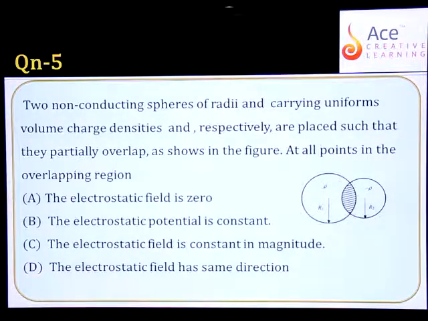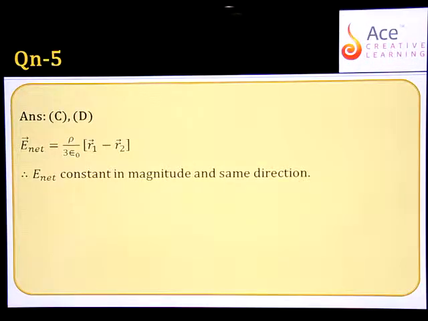Question number 5 is from Electrostatics. The correct options are C and D. When you calculate for the net field at any point in the shaded region, the common region, it turns out to be rho by 3 epsilon naught times vector r1 minus vector r2, where r1 and r2 are the vectors joining the center of the spheres to that particular point.